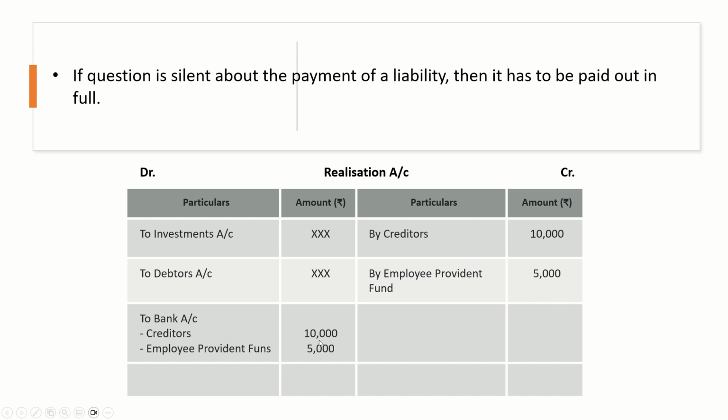Entire amount to be paid off. This is where most of the students miss out and they end up making a mistake and losing out marks. You have to keep this in mind. If the question has mentioned any realized value, then you straight away put that. Otherwise, this is the adjustment you have to keep in mind.